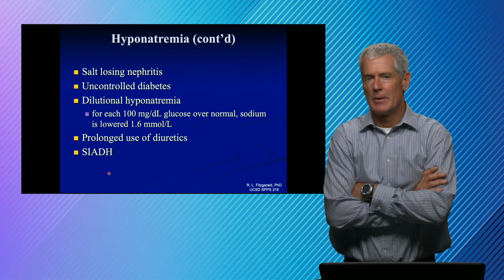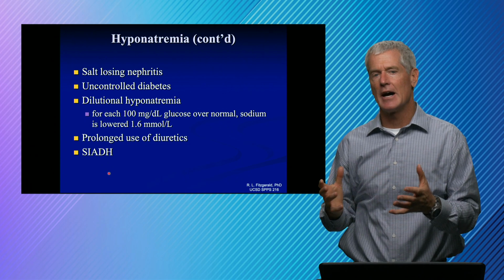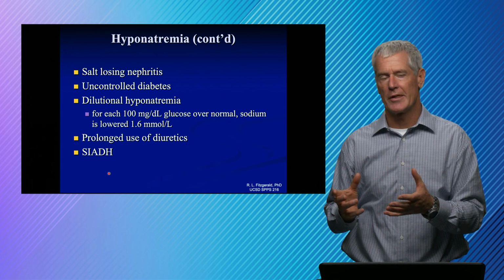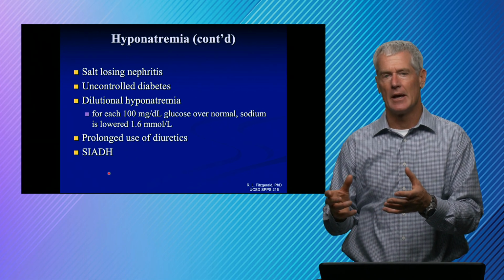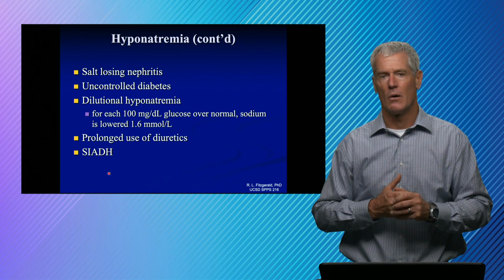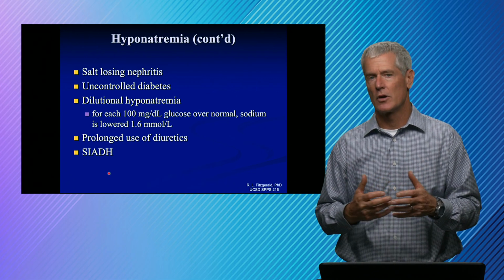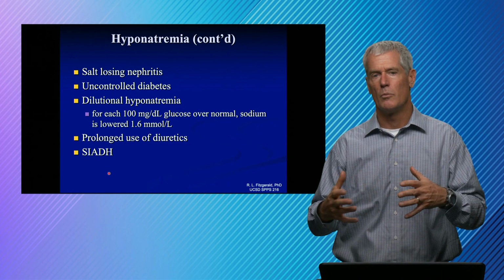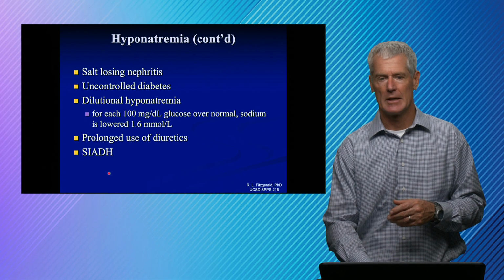Dilutional hyponatremia is interesting in that when you're hyperglycemic, the osmotic activity of the glucose actually pulls water with it, and that's going to make your sodium appear to be lower. And so essentially for every 100 milligrams per deciliter of glucose above normal, you bring in water, so you lower the sodium by 1.6 millimoles per liter.